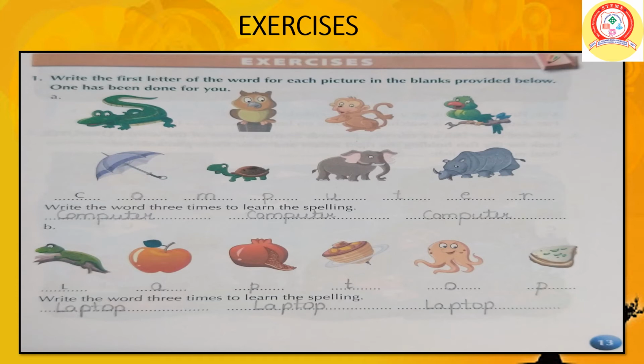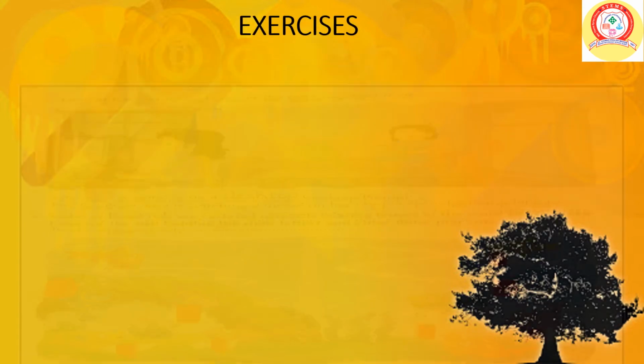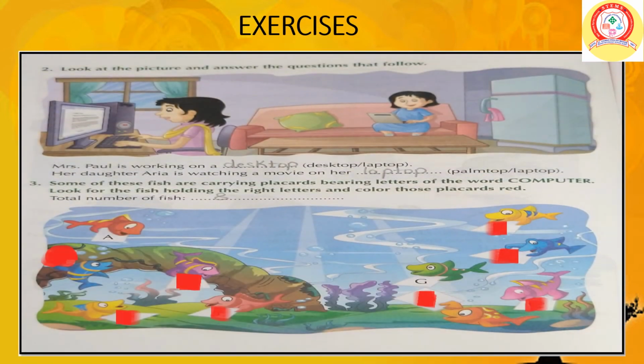So with the help of these pictures, we make one word, that is laptop. Write this word 3 times, that is laptop. Okay, children. Now let's go to page number 14. The second question is, look at the picture and answer the questions that follow. Mr. Paul is working on a what? Desktop. Yeah. Her daughter Arya is watching a movie on her laptop.